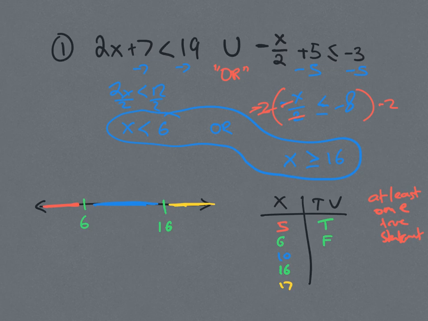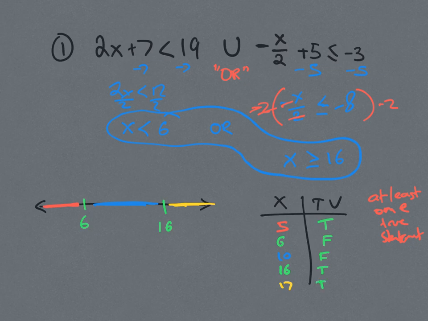10 is not smaller than 6. 10 is not bigger than 16, so 10 is false. 16 is not less than 6, but it is less than or equal to 16. So 16 is true, because it made this inequality true. And finally, I get to test 17. 17 is also bigger than 16, so that's true.